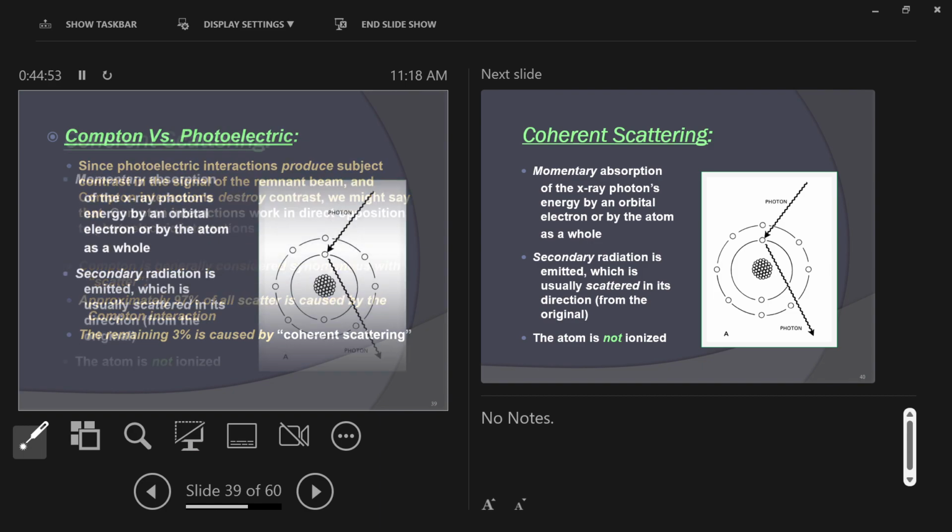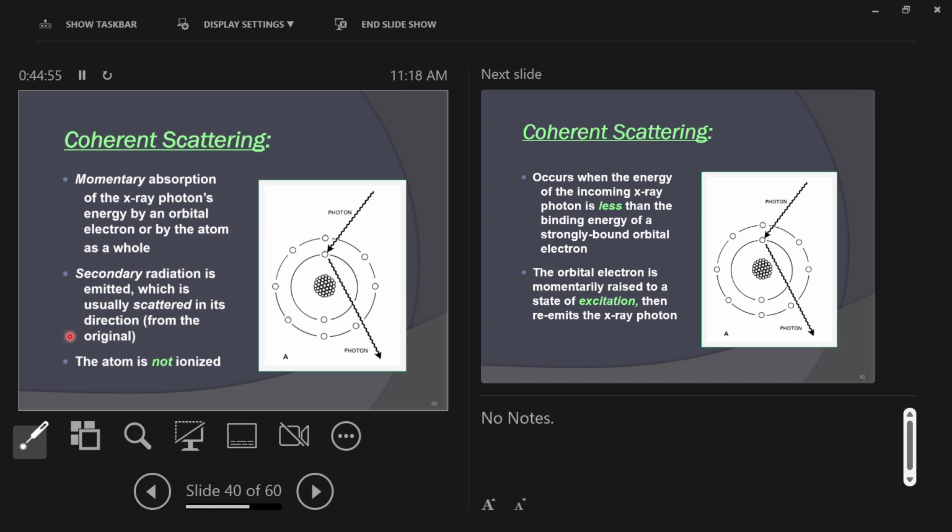Okay, the next type of scatter is called coherent scatter. It's called coherent scatter because if you tell me a coherent scatter event happens and you tell me the incoming photon's energy, I can just tell you what the outgoing photon's energy is going to be because it's the same. Okay? And that's the point with coherent scatter. Coherent scatter is kind of like glow-in-the-dark stuff. Momentary absorption of a photon followed by almost immediate re-emission of that same energy photon, but it's new because it's going to travel in a different direction.